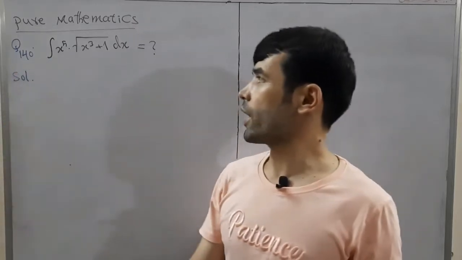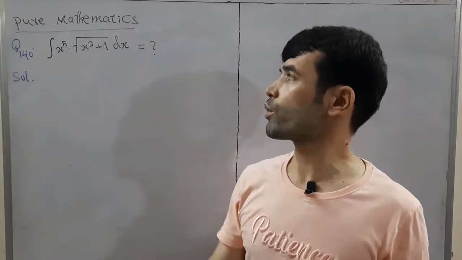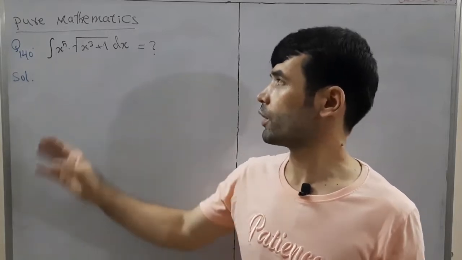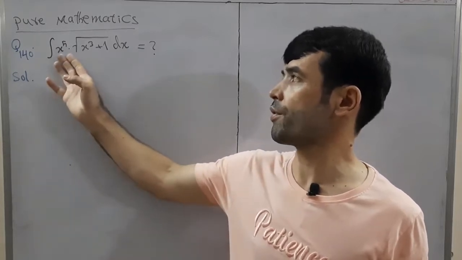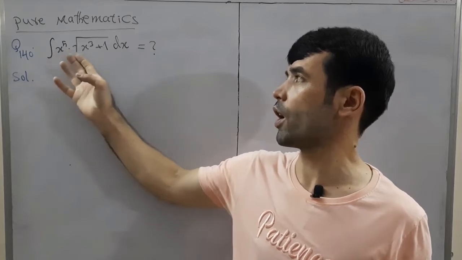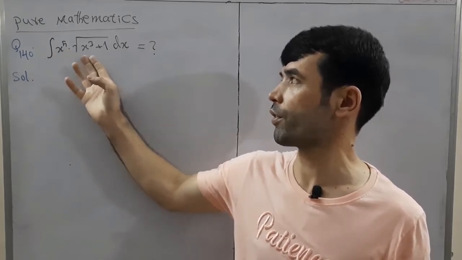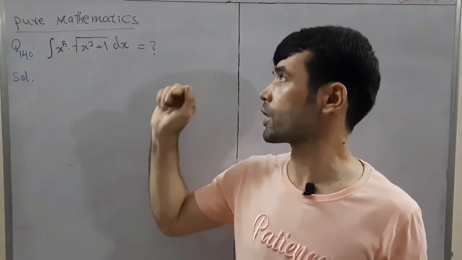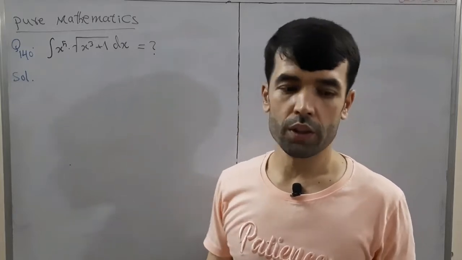It is question 140. In this question we want to integrate this expression: the integral of x to the power 5 multiplied by the square root of x cube plus 1 dx is equal to question mark.